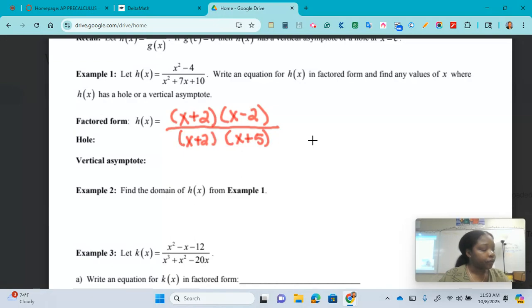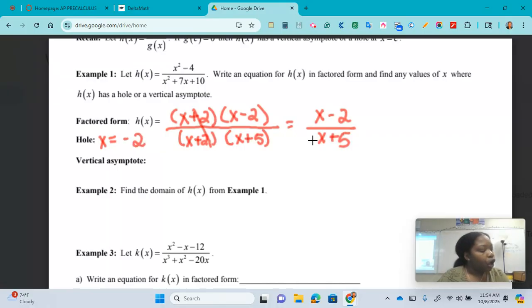All right. So from this factored form, what can we take away from the numerator and the denominator? x plus 2. So our factored form left is x minus 2 over x plus 5. Because x plus 2 was taken away, we have a hole at x equals negative 2. Do I have any questions on that?